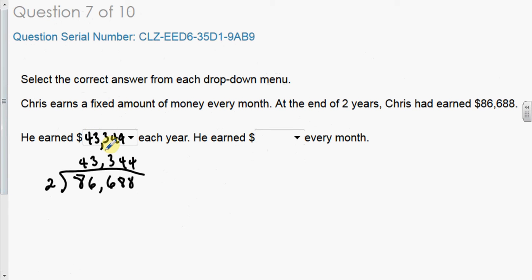And then how much does he earn each month, every month? Well, there are 12 months in a year, so we divide 12 into what he earns in 1 year, 43,344. And on my calculator, I got $3,612.